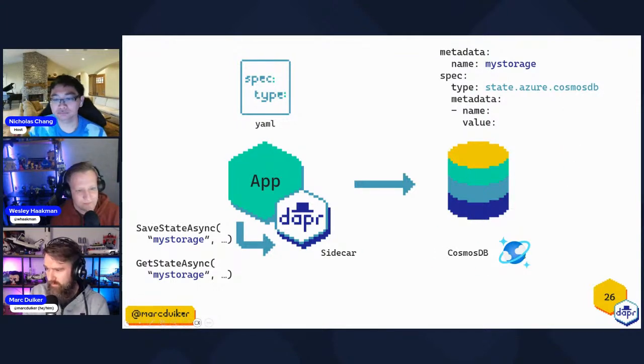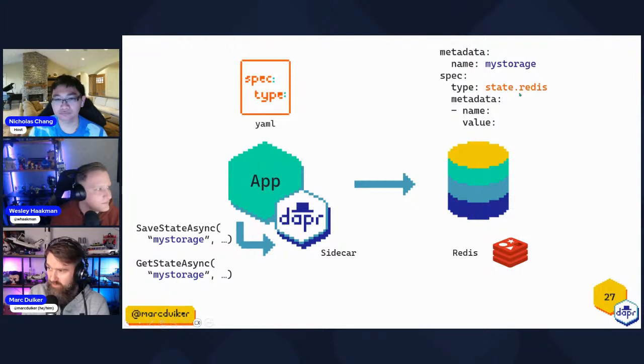Now, if you want to change this CosmosDB for something else, so maybe you're using CosmosDB in production, but locally you want to use Redis, all you need to do is switch this YAML file to a different specification type. So if you switch this to state.redis and provide some different connection data here, then your application is talking to Redis, and your application code is not changing.